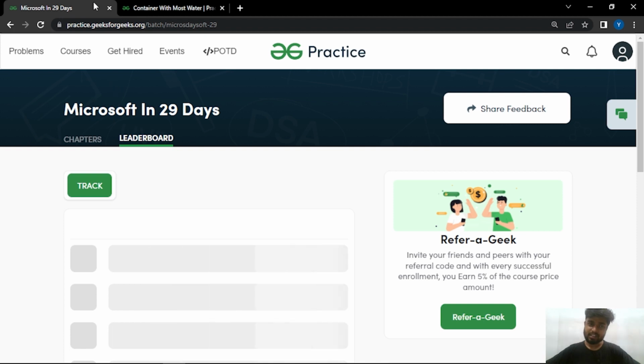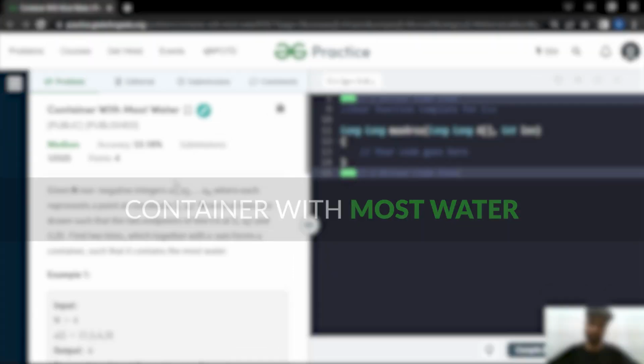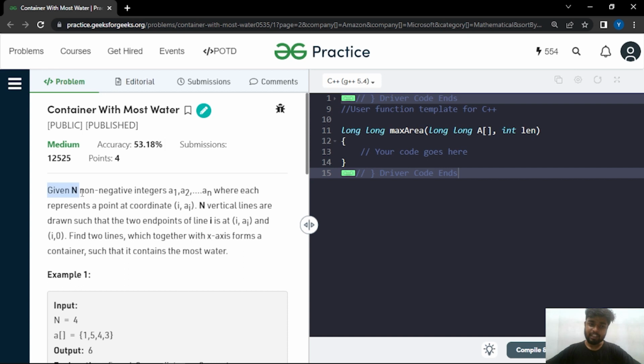Now let's discuss a very interesting mathematical problem: container with most water. The problem says that we have been given n non-negative integers a1, a2 up till an, where each integer represents a coordinate (i, ai). N vertical lines are drawn such that the two endpoints of line i are (i, ai) and (i, 0). Find the two lines between which the maximum water can be stored.